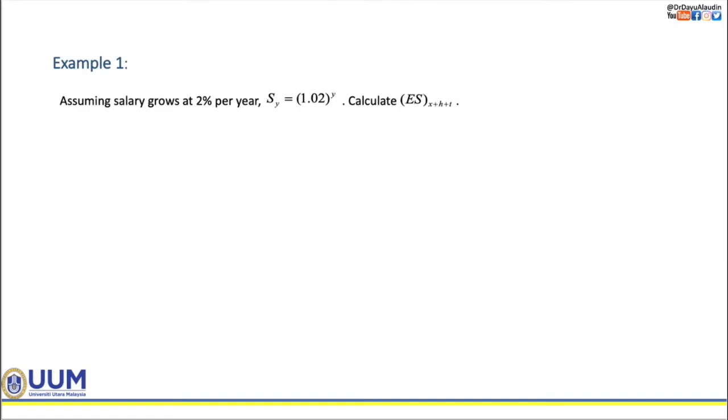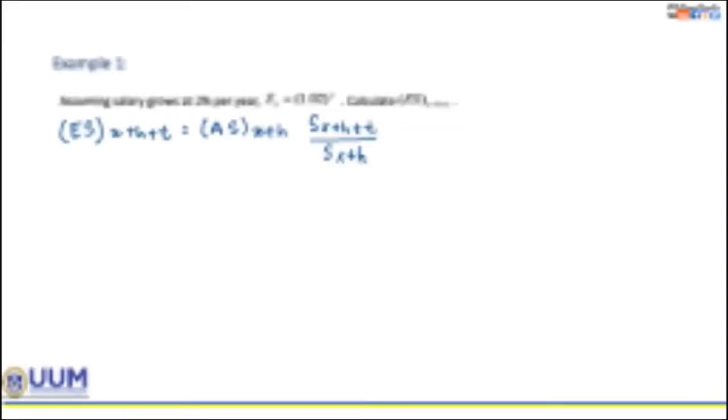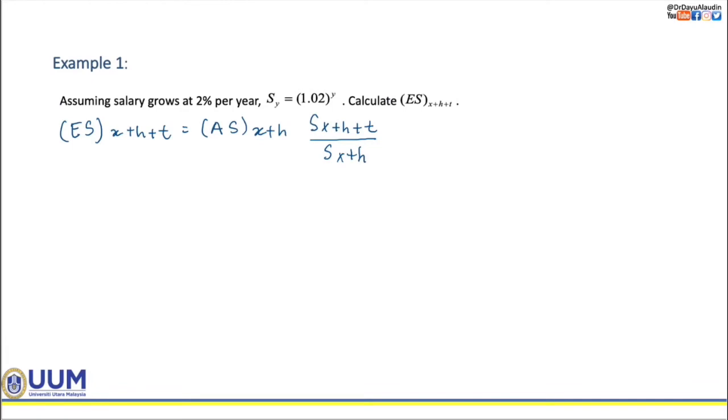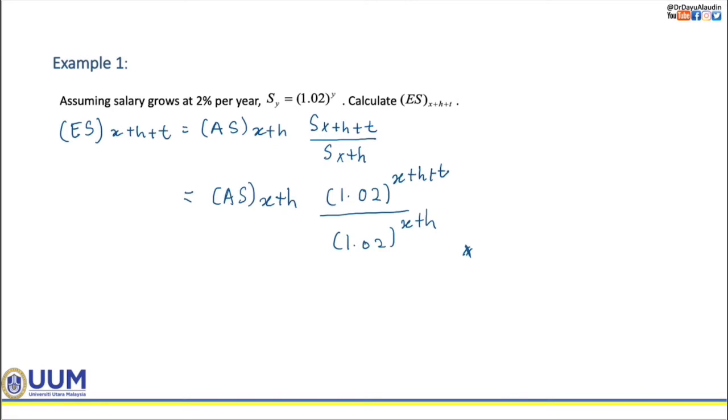Let's try example 1. Assuming salary grows at 2% per year, as y equal to 1.02 to the power of y, and calculate the expected salary at age x plus h plus t. So we use this formula and we substitute the salary grows at 2%. So this is how we calculate the expected salary.